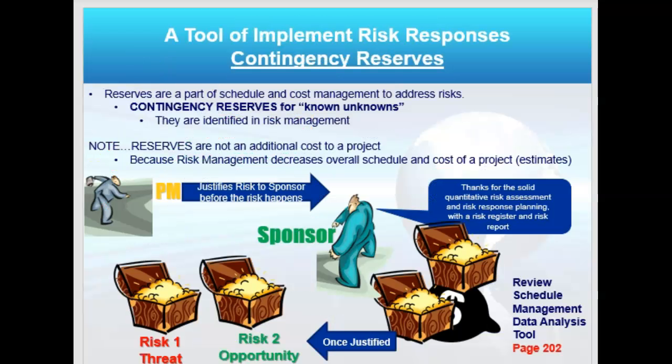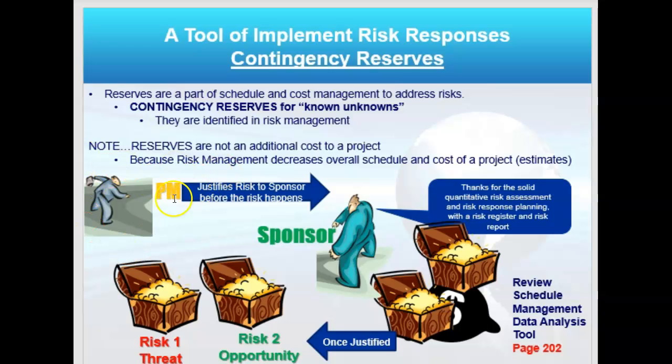Now, contingency reserves, we talked about it in schedule management, we talked about it in cost management, because they were outputs of some of the processes. So here in contingency reserves, these are for known unknowns. I know the risk because I've identified it. What I don't know, because the definition of a risk is an uncertainty in a single word, I don't know if it will happen, right?